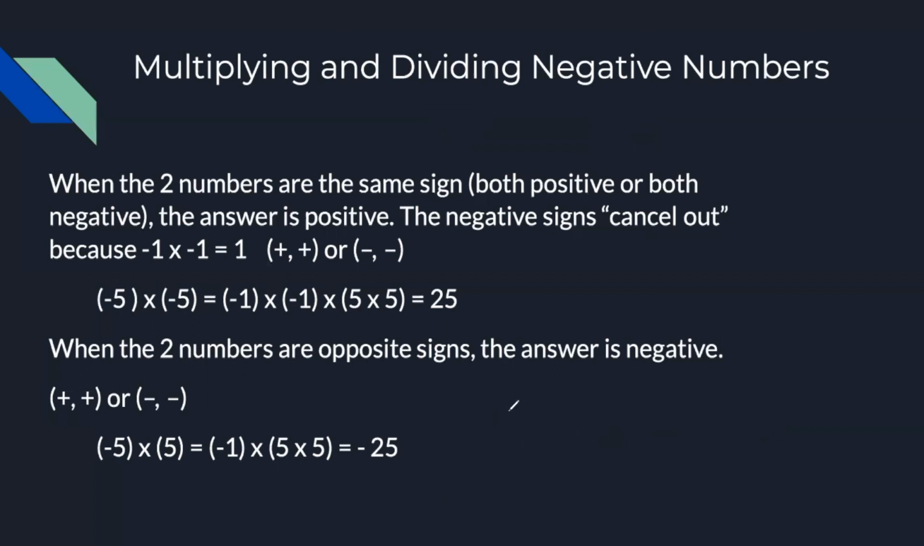Okay, let's do one more. Let's do a combo, right? We're gonna do a combination. Negative 3 times negative 5 times 2. What will that give us here? This one's tricky, all right?